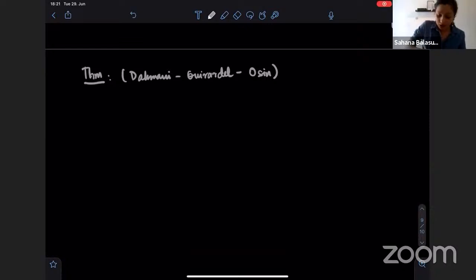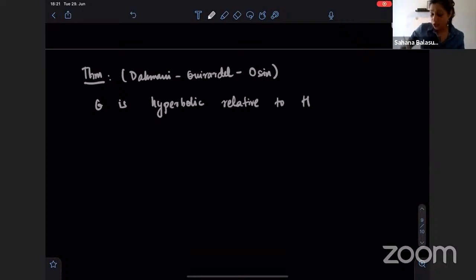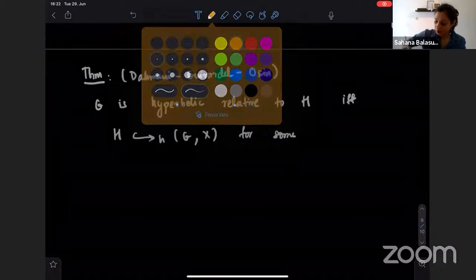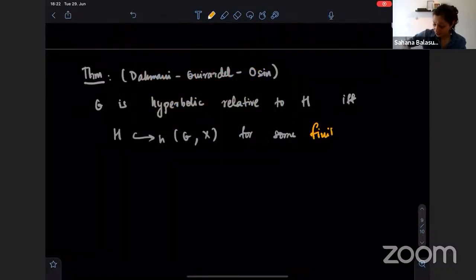So the theorem is that G is hyperbolic relative to H, and I'm going to state it for one subgroup, but the same is true for a collection of subgroups, if and only if H hyperbolically embeds into G with respect to X for some finite subset X of G.